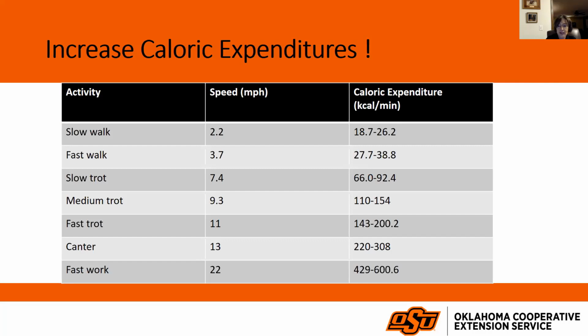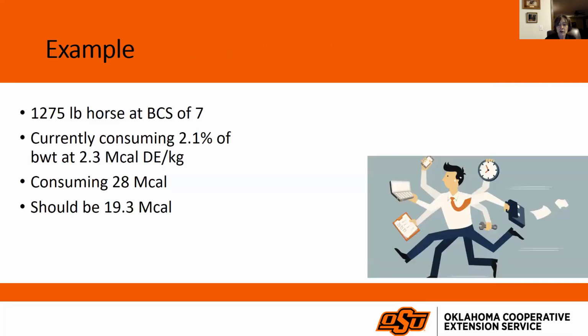Here's some data on how many calories your horse would expend depending on what gait he's going. This is just, okay, here's a bunch of numbers, but what will we actually do with that? Well, unfortunately, if we used an example of a horse that's a body condition score of 7, and let's say our horse is consuming 2.1% of his body weight, and that's pretty normal. So that's right there in typical normal range.